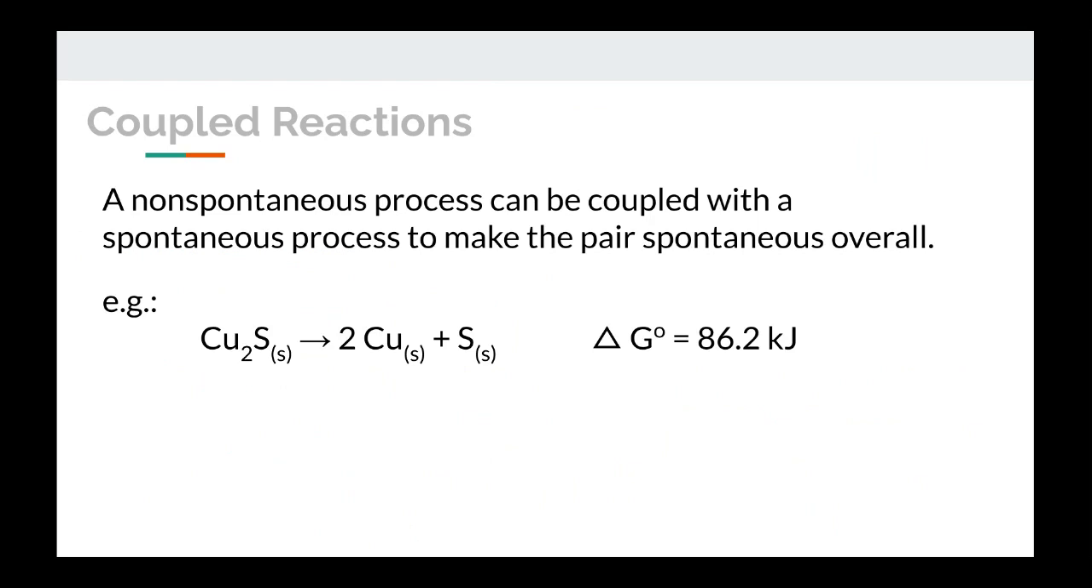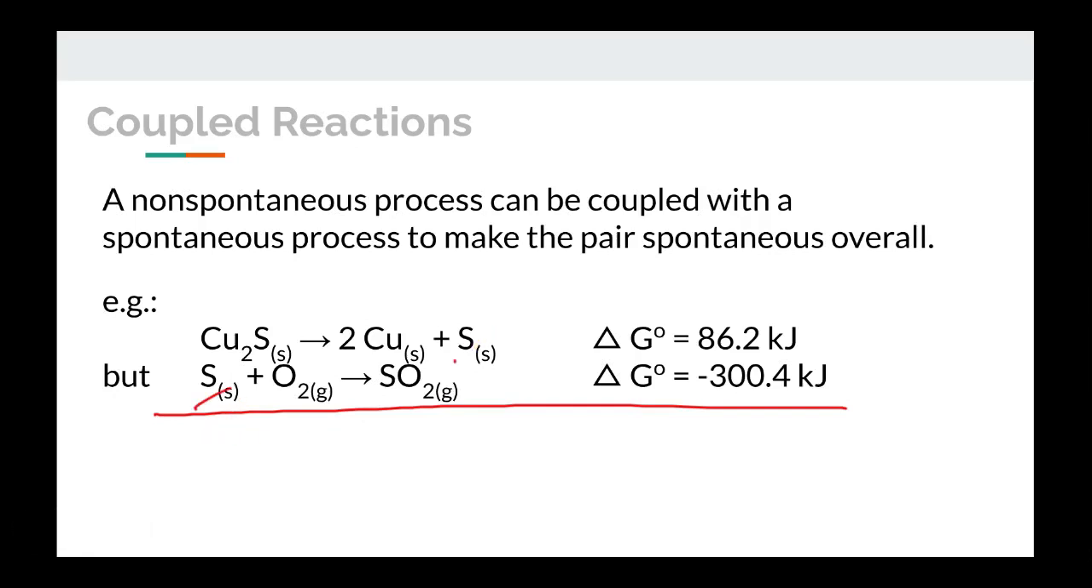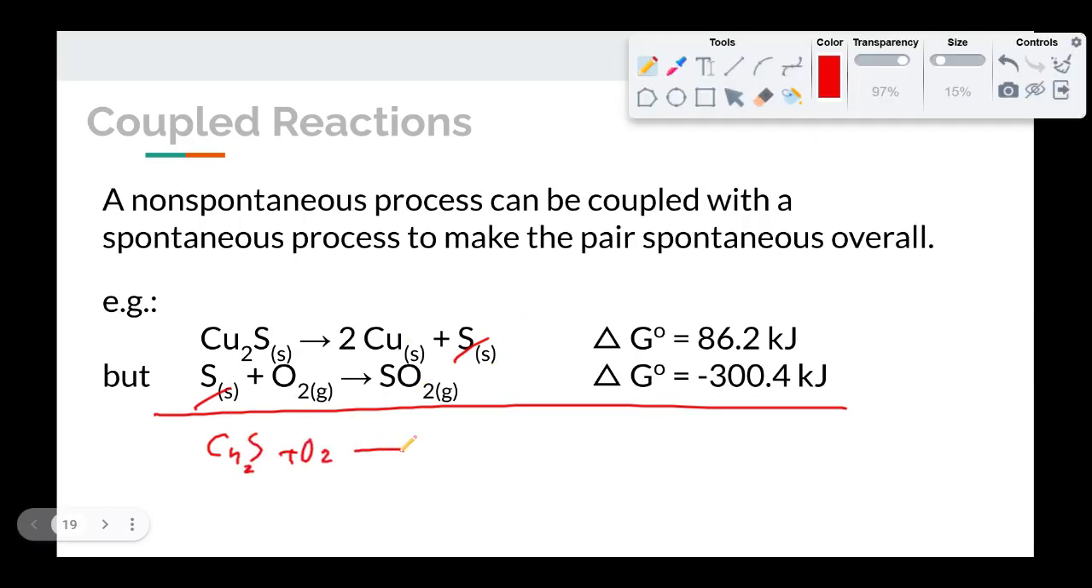However, if you add oxygen to the mix, then this reaction will occur spontaneously. Any sulfur that would be produced would react with oxygen spontaneously to make SO2, and then if you sum this together, you can see that the sulfur is going to drop out, and you get Cu2S plus oxygen, making 2Cu, solid Cu, and SO2. And you were therefore able to isolate your copper, which was the whole point.